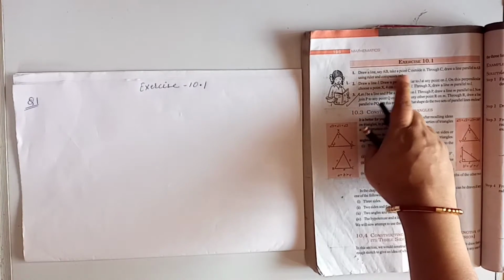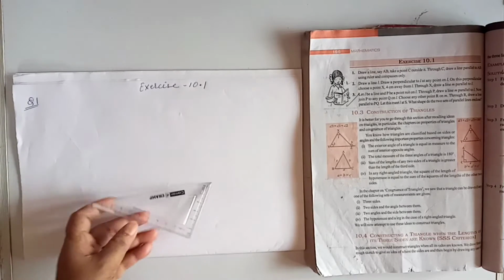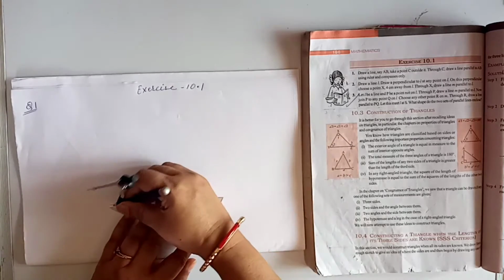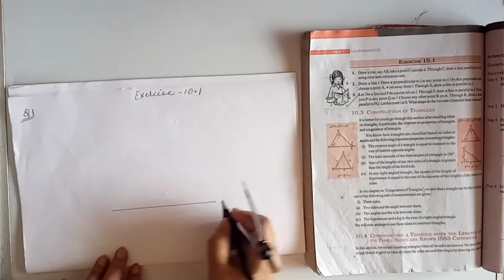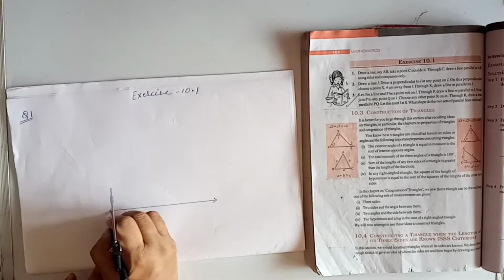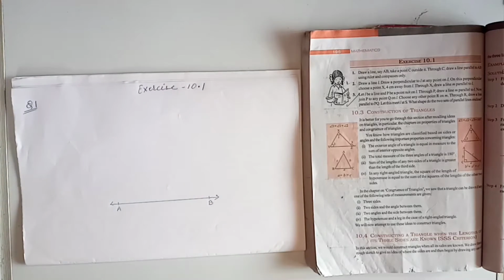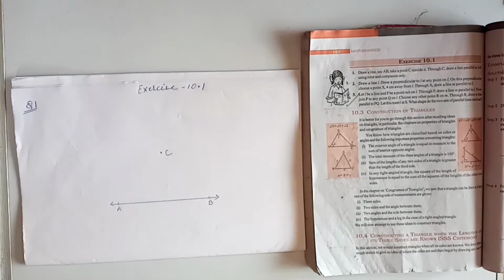First read the question: draw a line, say AB, and take a point C outside it. So we will draw a line AB. Since the measurement is not given, you can draw with any measurement. Suppose I have drawn a line here, and I will mark it as AB. Now the second point they are saying is to take a point C outside it. So suppose I have taken a point C over here.